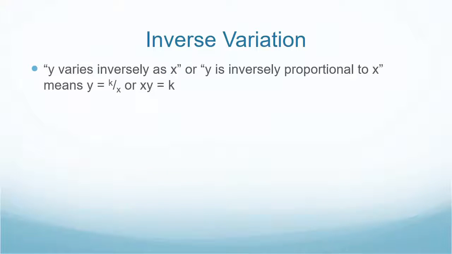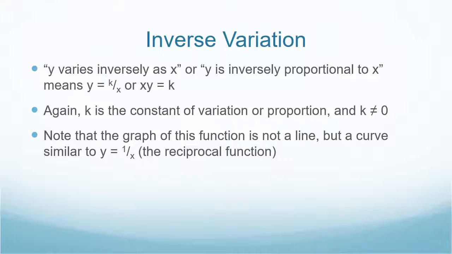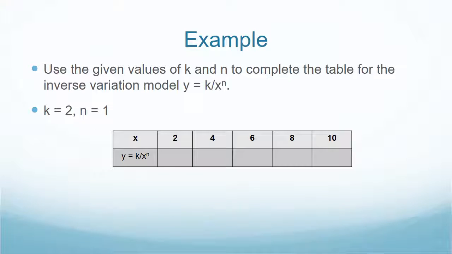Now, inverse variation is in the form of y = k/x, or you could do xy = k. So in an inverse proportion, x is going to be in the denominator. k is the constant of variation or proportion and cannot be 0. The graph of this function is not a line, but it's a curve similar to y = 1/x, which is the function.